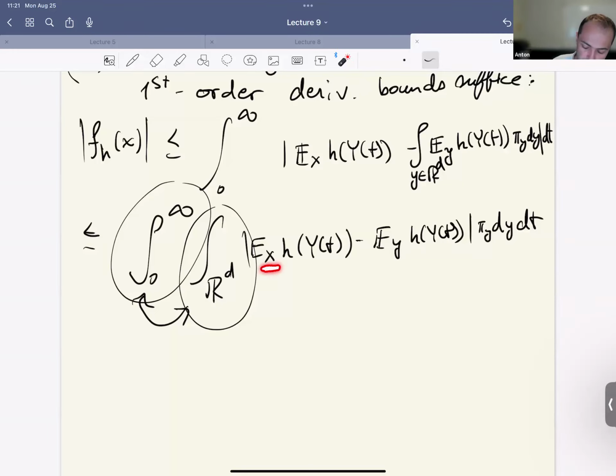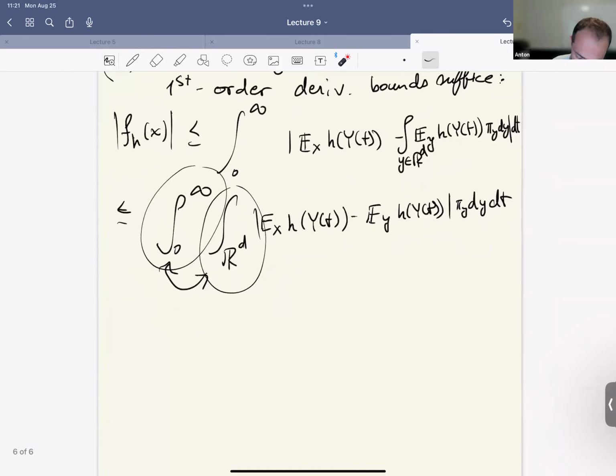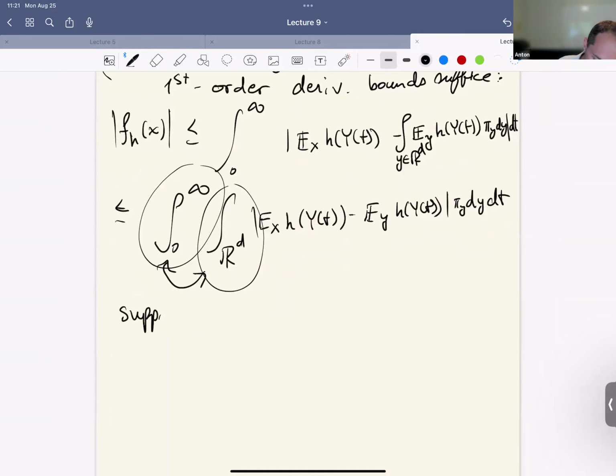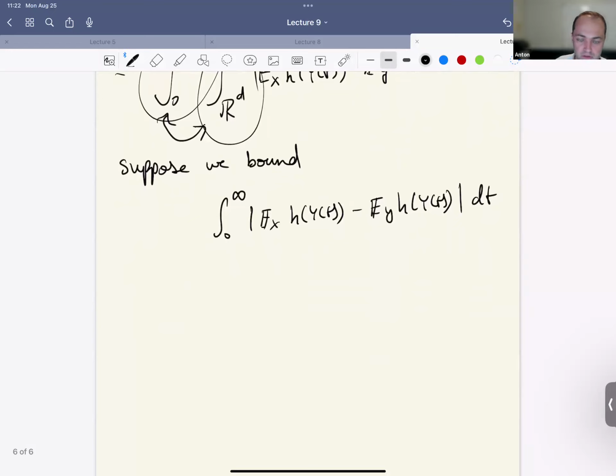So I take my diffusion process, I started in state x. I take another one started in state y. And since this is a difference of two expectations, I'm free to couple these two diffusions in any way I want. And there are some obvious couplings which make our life easier. So suppose we bound this integral from 0 to infinity of expected value x, h of y of t minus expected value of y, h of y of t dt. Suppose we can bound this.